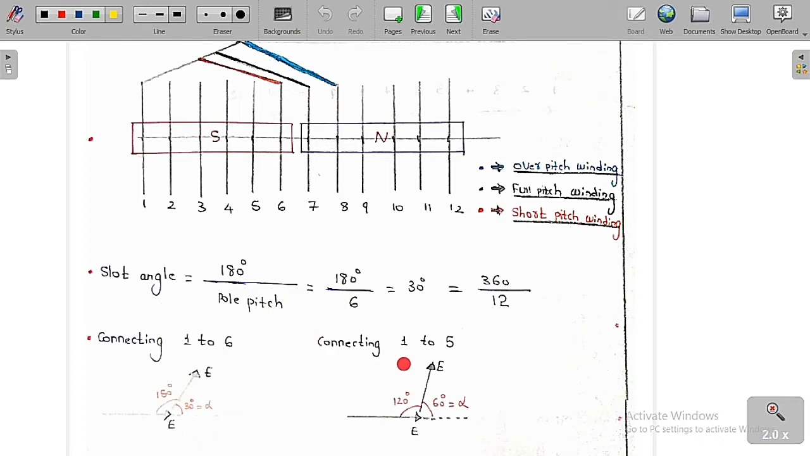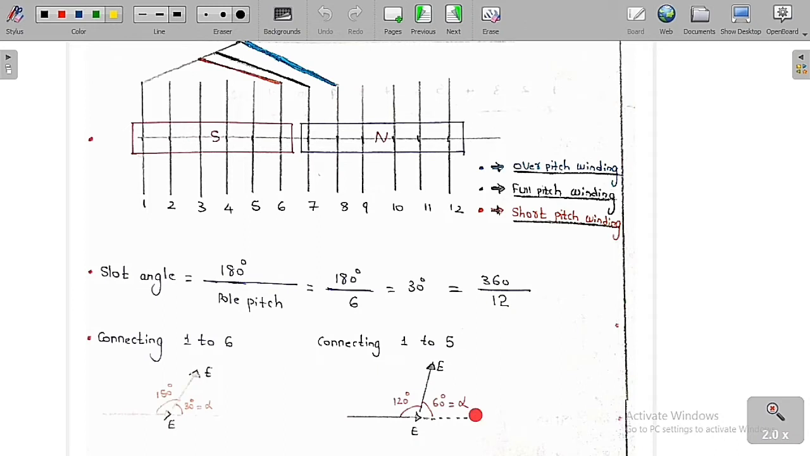Similarly, suppose I connect slot 1 to slot 5. Then how many slot angles are present? 1, 2, 3, 4. So 4 into 30 is 120. So 120 is the angle between the induced voltage in conductor 1 and the induced voltage in conductor 5. If this is 120, overall is 180, so 180 minus 120 is 60. So this is 60. Let me assume this angle is alpha.